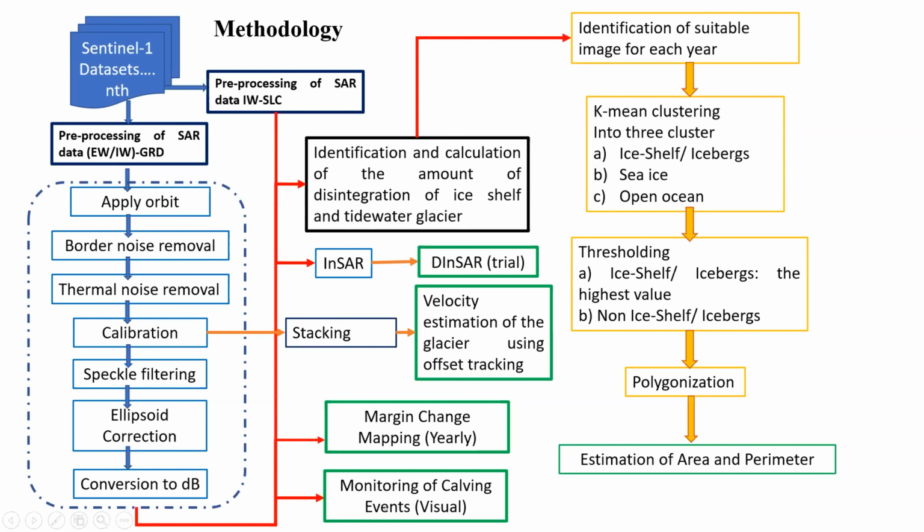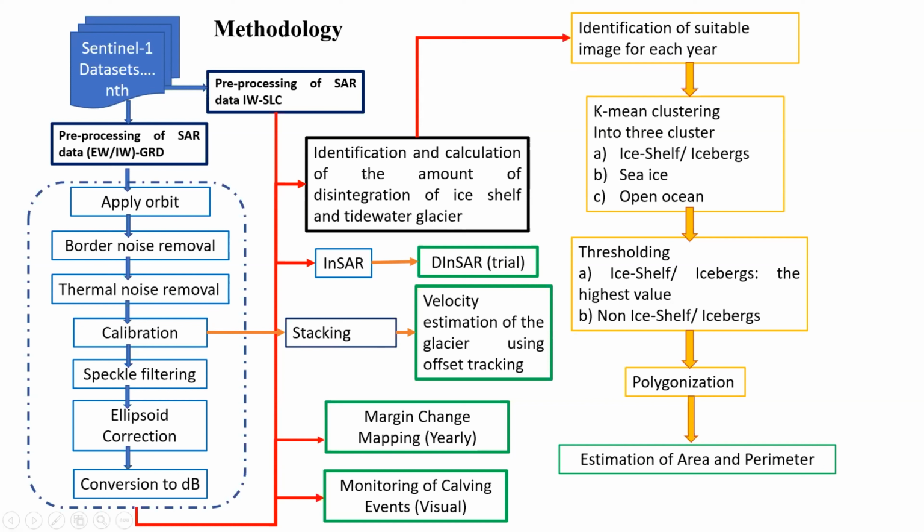From there we went to visual monitoring first to identify the suitable images, which identify the time of major calving events. Then we also mapped the margin change. We also made velocity maps over Shirase Glacier. Then, to check whether we can derive something out of the phase information for that area, we also tried DInSAR on that area.